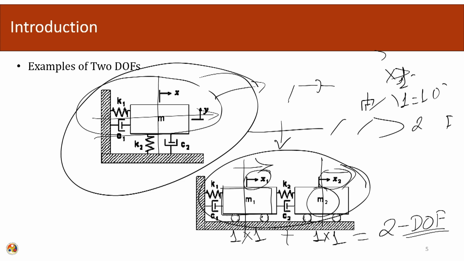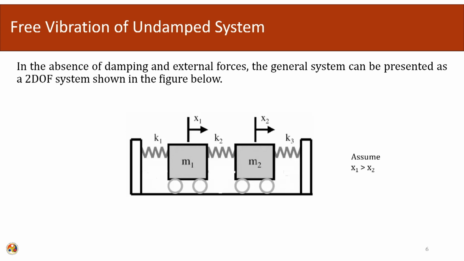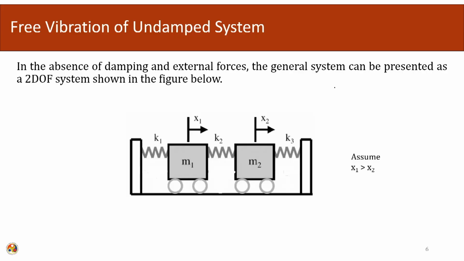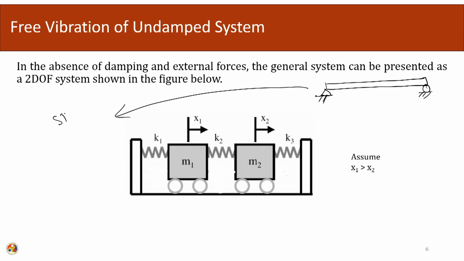So, moving ahead, now we are trying to look into the free vibration of an undamped system. Before we do that, let us give one more example of going from an actual system to an approximation of a 2 degree of freedom system. Let us take our example of our beam. If you remember, we approximated our beam as a single degree of freedom system. So, we represented this beam as a single degree of freedom system.